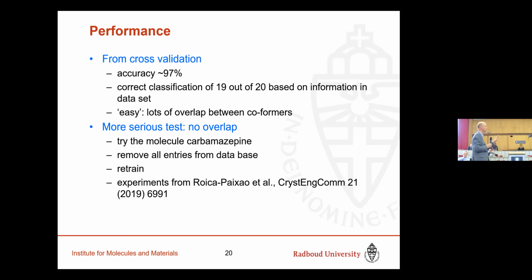But of course, that's the simple part, because this is the data in the structural database where there's a lot of information. So this is something that you would expect to do reasonably well. This is not what you want to use the system for. You want to use it for new predictions. And so to have a more serious test, we used a molecule, carbamazepine, which is part of the data set, but that was removed, all entries were removed. Then the training was redone. So it's like a test case where you know nothing about the molecule and then see what happens.